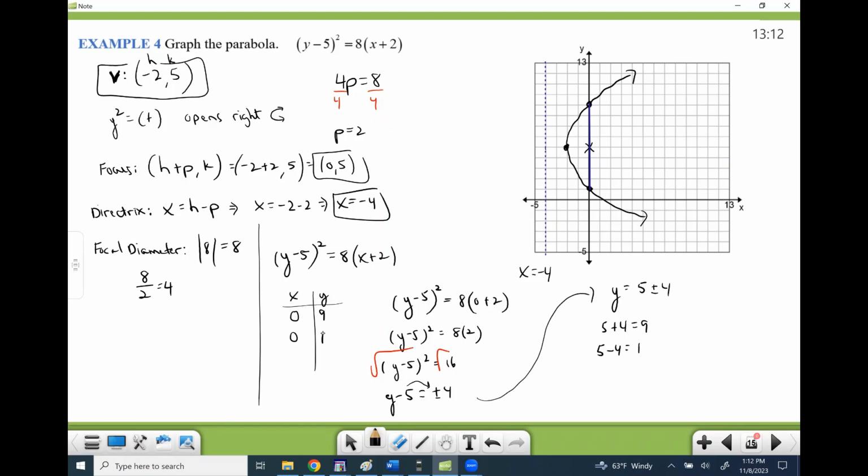And what do you know? This point right here is (0, 1), and this point right here is (0, 9). So, you know, I'm a big fan of this focal diameter way. I just feel like this was a lot of math here, but use whatever works best for you.